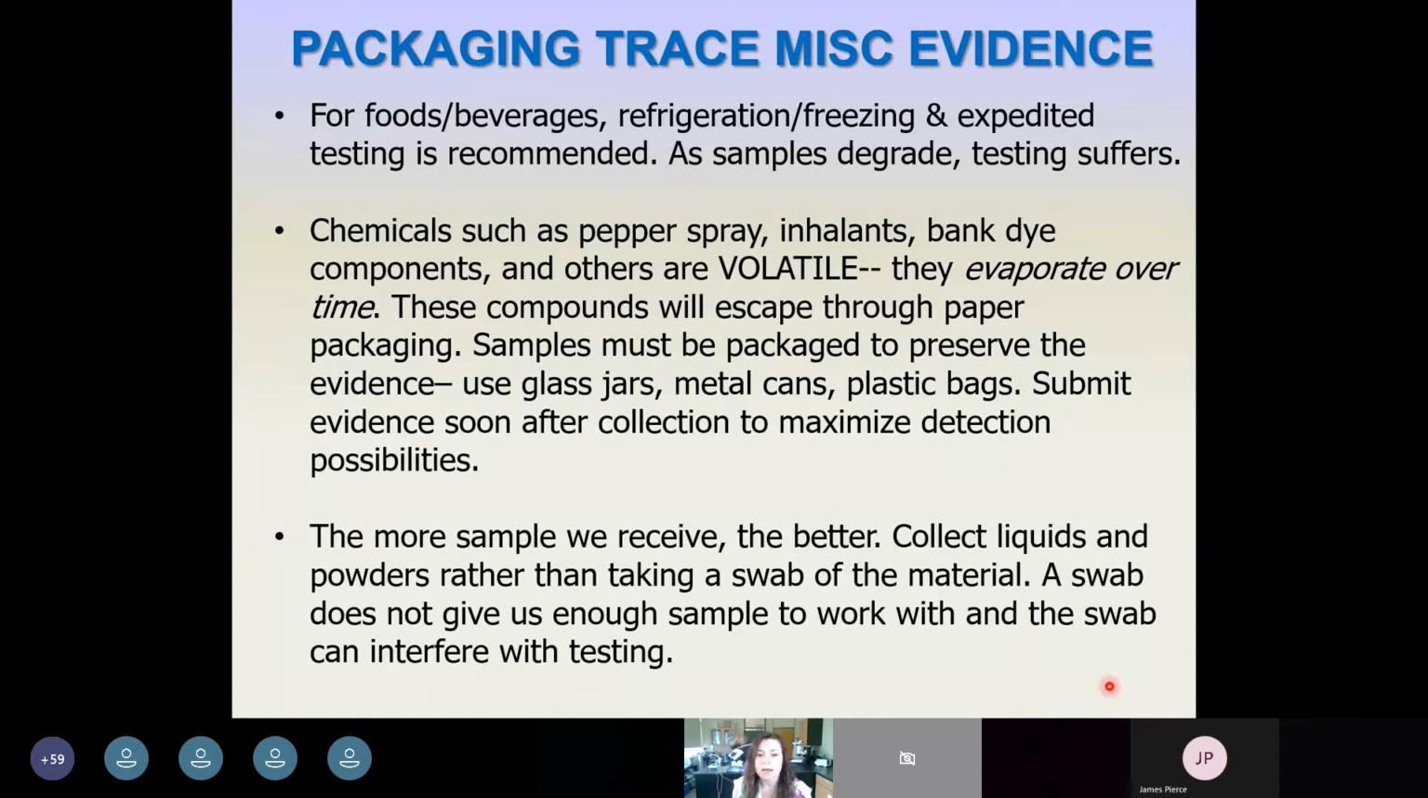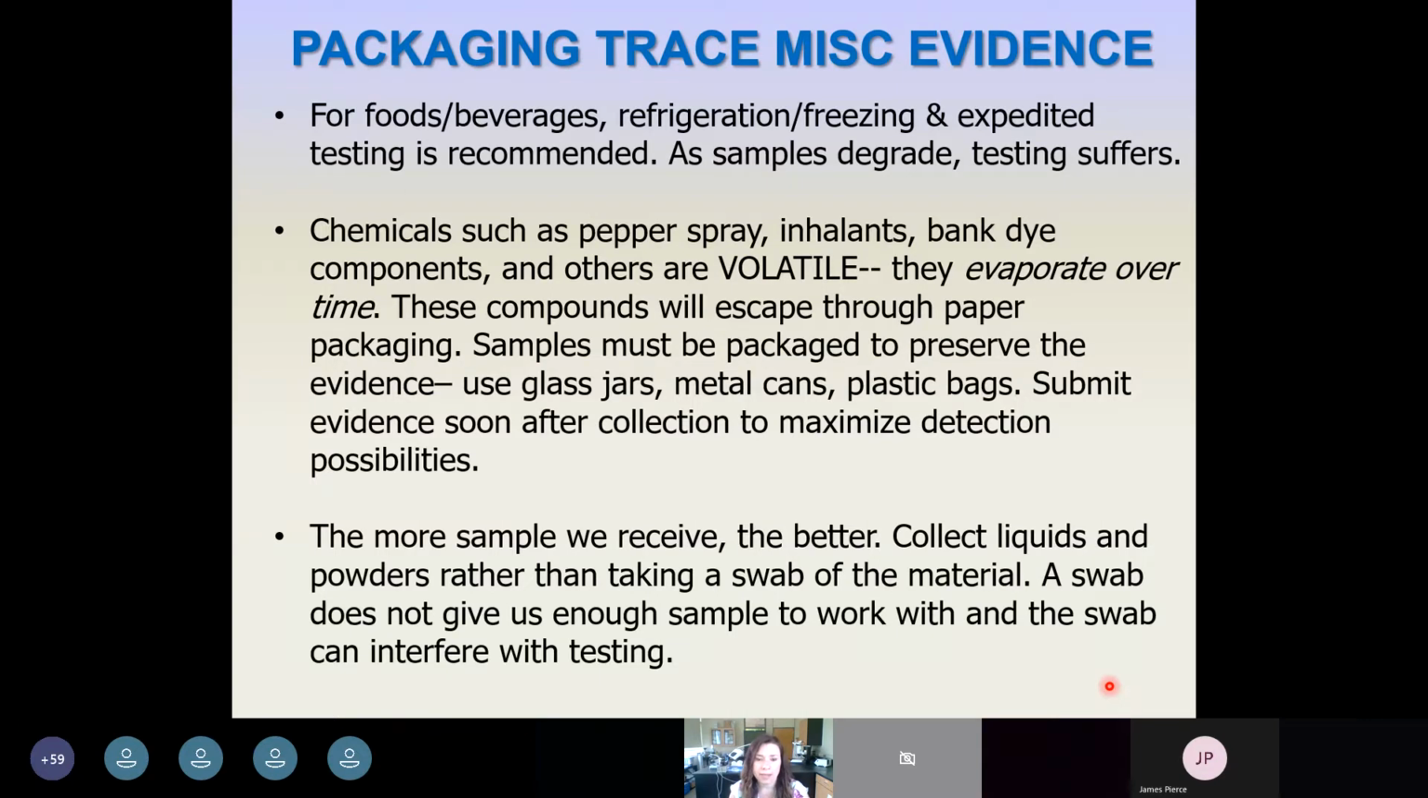All right, for any sort of sample that is a food or beverage in nature, we really would love it if you would refrigerate or freeze that at your property rooms, and then we will continue and have that refrigerated once it comes into the lab. And expediting testing and getting it into the lab to be worked sooner rather than later is really helpful. As Chris had mentioned, samples degrade, and as they break down, it can be much harder for our analysis.